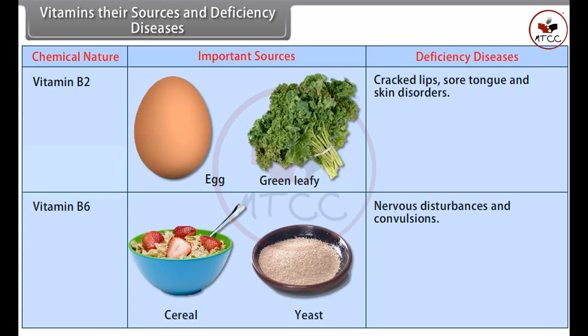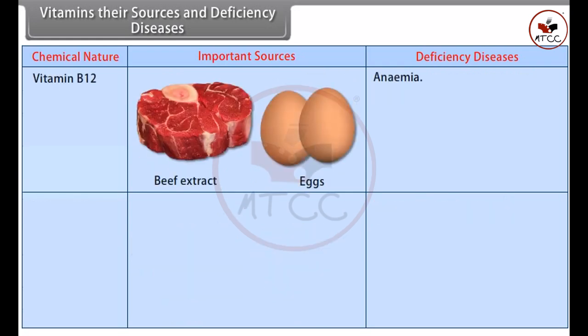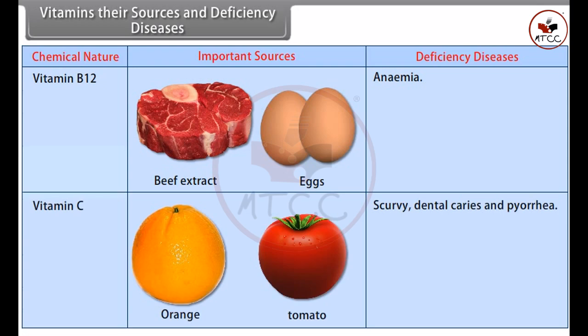Deficiency of vitamin B6 causes nervous disturbances and convulsions. Vitamin B12 is soluble in water and also contains cobalt. It is red crystalline in nature. Vitamin C is soluble in water. It is destroyed by cooking and exposure to air. It maintains healthy skin and helps in development of body resistance against diseases.